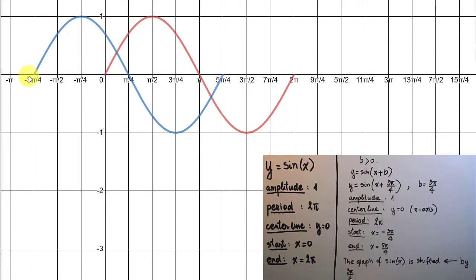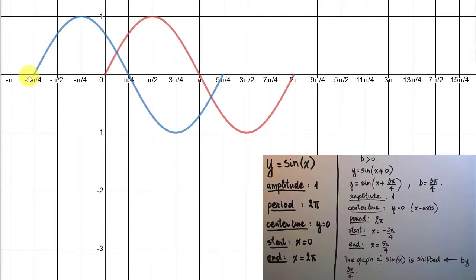So how far the shift is, is always a positive value, but this time we're shifting the graph to the left-hand side, and once again it's all due to the nature that the start is now at negative 3 pi over 4.